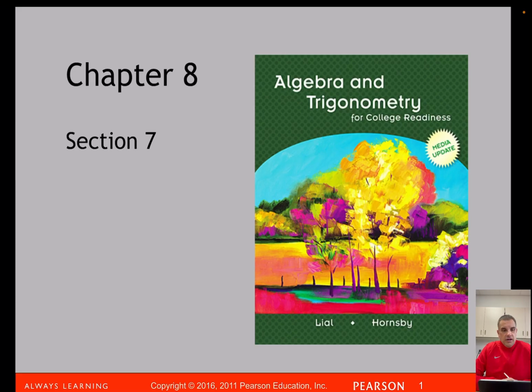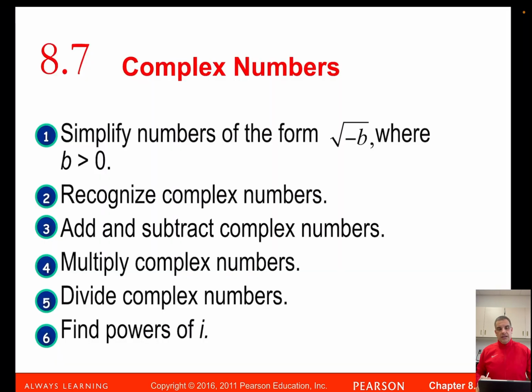Today we're going to finish off chapter 8 with section 8.7. 8.7 is going to look at what we call complex numbers. We've dealt with a lot of radicals in here, but we haven't dealt with what happens if we have a negative underneath the square root symbol. So the square root of negative 25, for example. And that's where complex numbers kind of come into play.